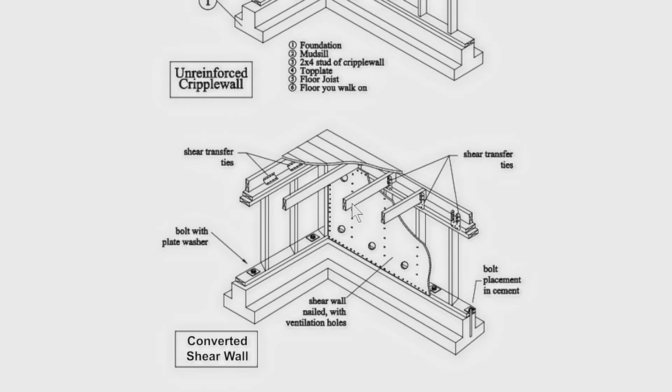Again, a retrofit is simply a matter of converting an unreinforced cripple wall into a shear wall. Shear walls are what resist earthquakes. Cripple walls, unreinforced, are what fail.